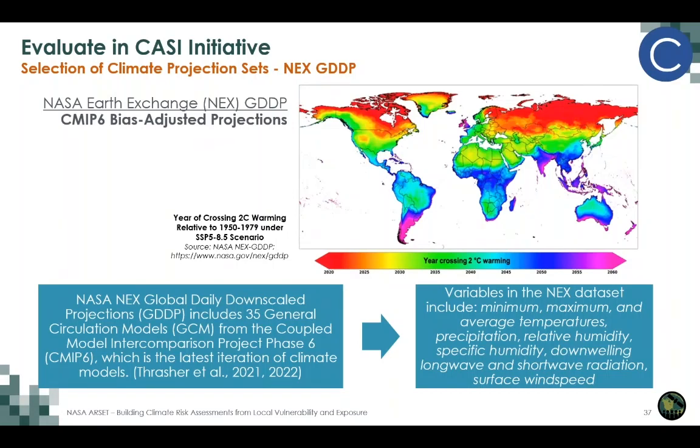This gives you an idea of the coverage, and the variables that we're interested in are largely present in the NEX data set. These include the minimum, maximum, and average daily surface temperatures, precipitation, relative humidity, specific humidity, downwelling longwave and shortwave radiation, and surface wind speed.